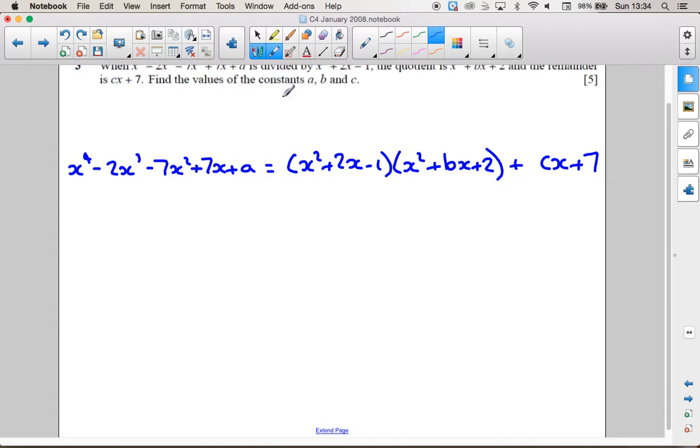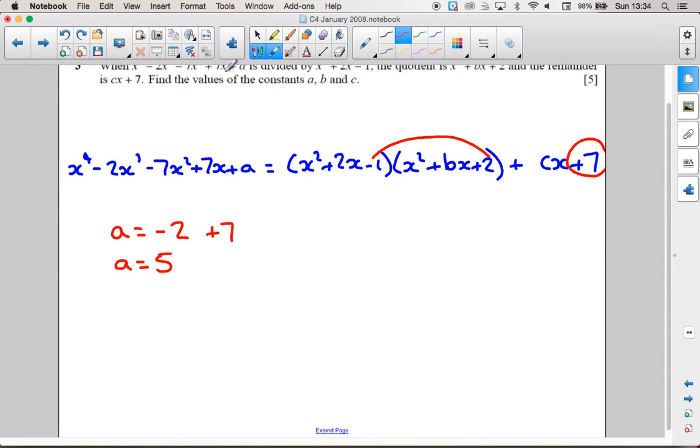Let's work out this a term. The a term is the constant term, so where am I going to get a constant from? I'm going to get a constant if I times these two numbers together plus my 7 on the end. So a on the left is going to equal minus 1 times 2, so minus 2 plus 7. So straight away we know what a is. A is positive 5.